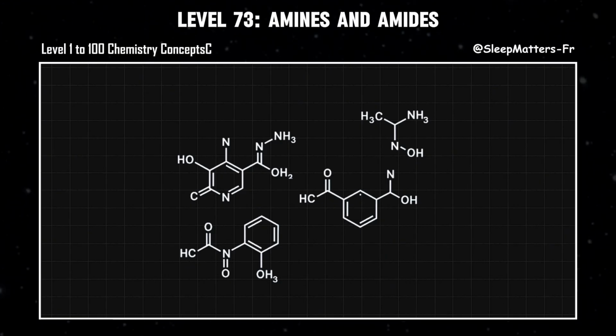Amides, on the other hand, are different. They are the strong, stable form of amines. Your body uses them to build proteins which make up your muscles, skin, and hair. Even the painkiller you take for a headache might be an amide.